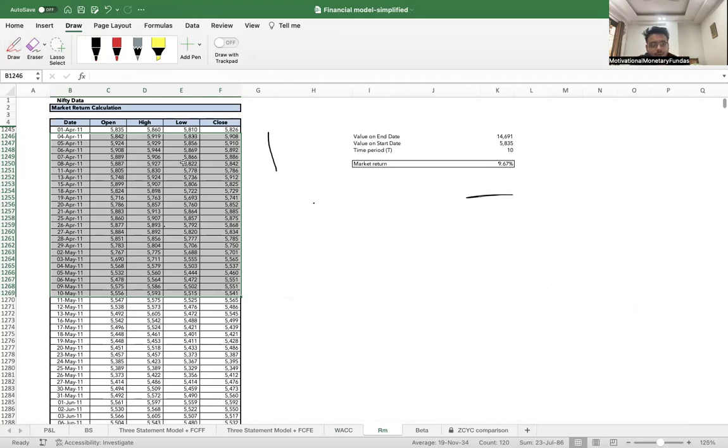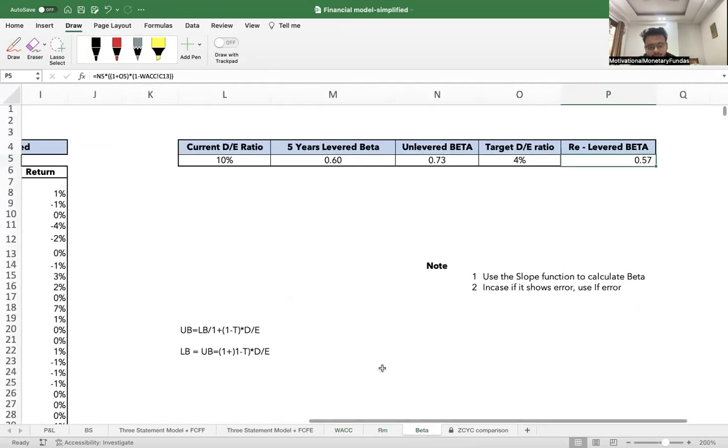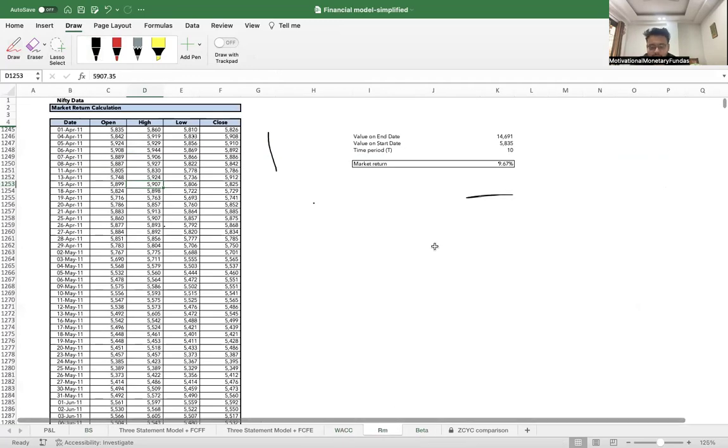Then see how to calculate the return on market. The return on market, beta, all these things are something we need to know. How to calculate the return on market? How much return the market has given you over a 5 year or a 10 year time period, simply by using the CAGR formula. I just downloaded this data from the Bombay Stock Exchange, right? The NSE data you'll get on the NSE, the BSE data on the Bombay Stock Exchange.